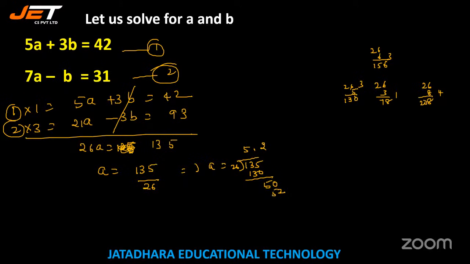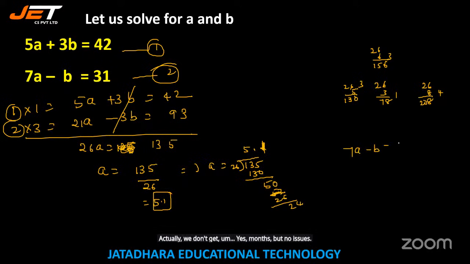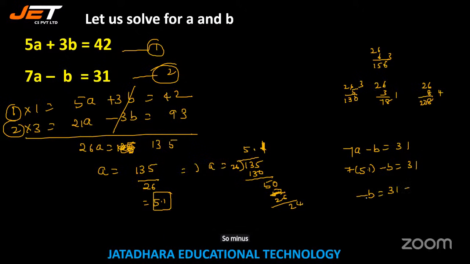This is more, isn't it? So 26.1 will give 26, which is 24. So let's have it as 5.1. Okay. So usually we don't get decimals, but no issues. 7a minus b is 31. So 7 into a is 5.1 minus b is 31. So minus b will be 31 minus 5.1 into 7.